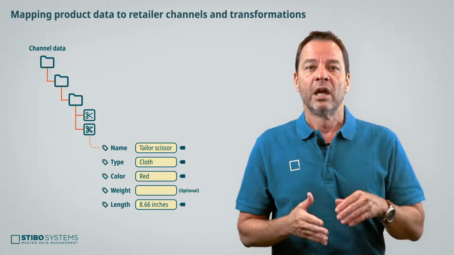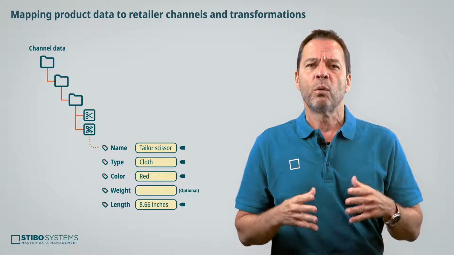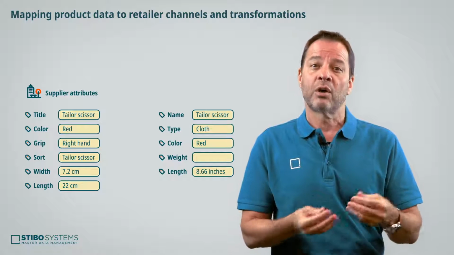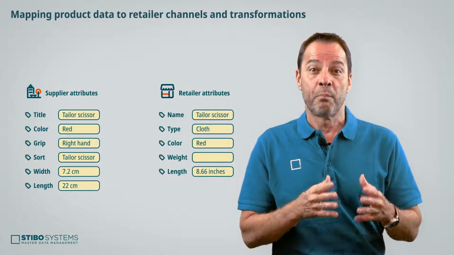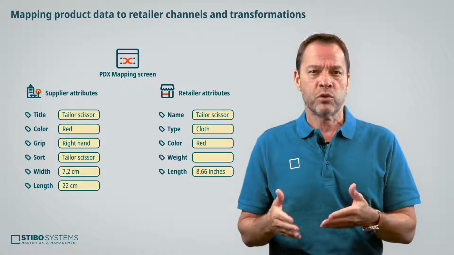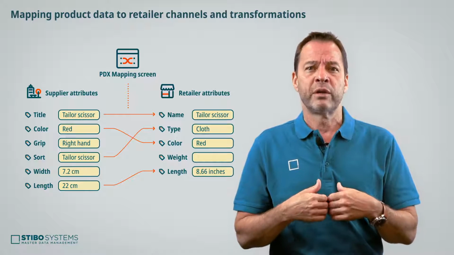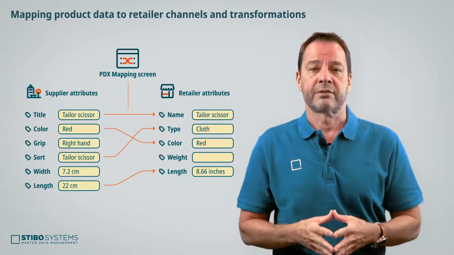To fill in the values for all the attributes, the supplier will map their own attribute data to the attributes of the retailer. They will be able to do this from the PDX mapping screen, where the supplier can choose which attributes in their source file go with which attributes the retailer uses for products.